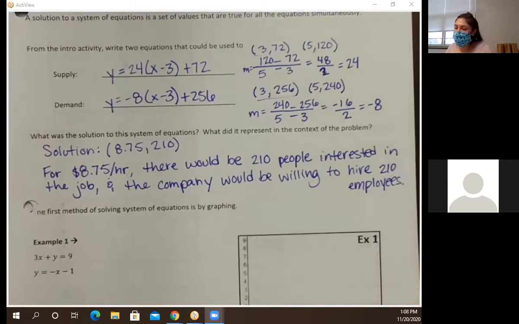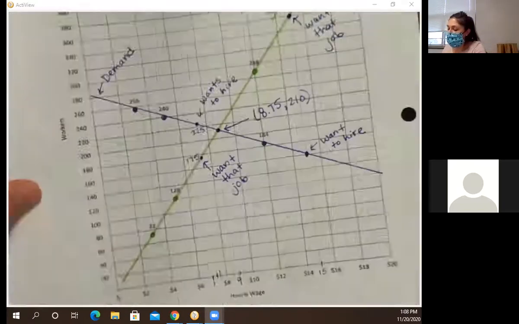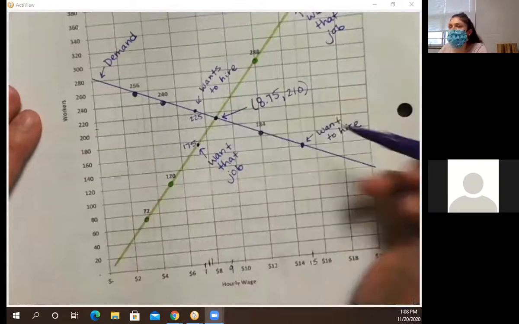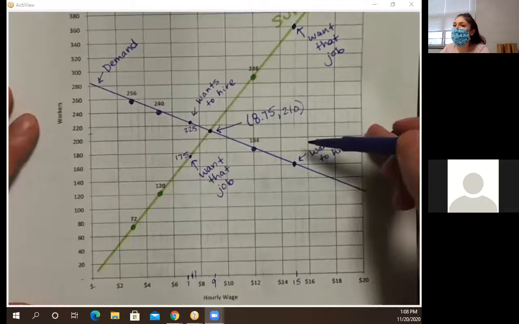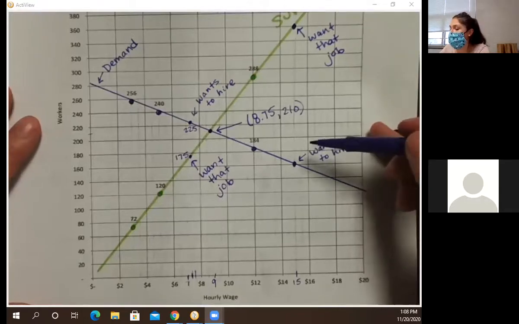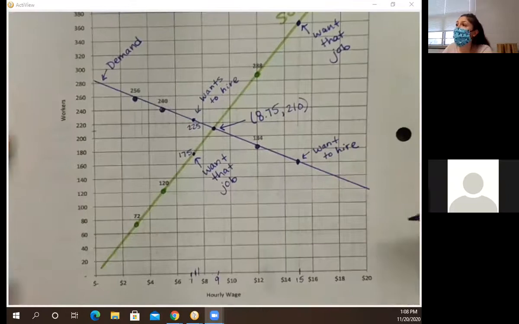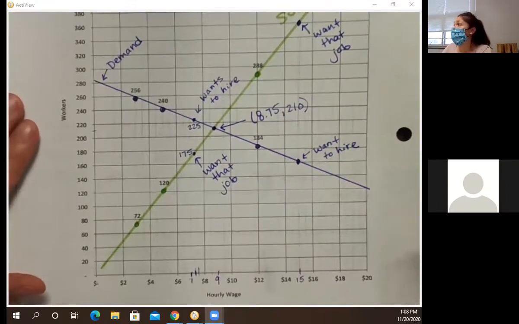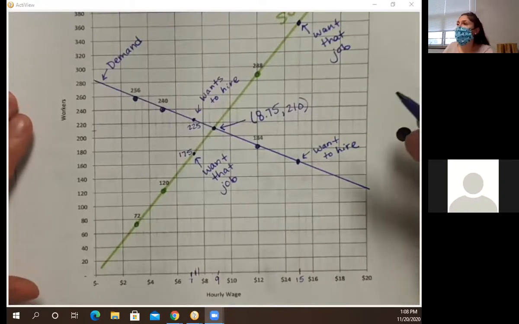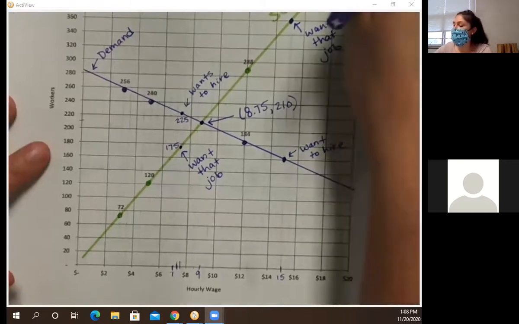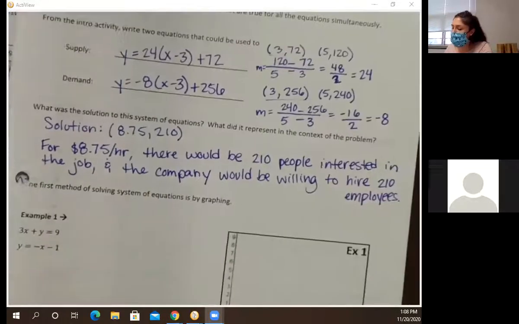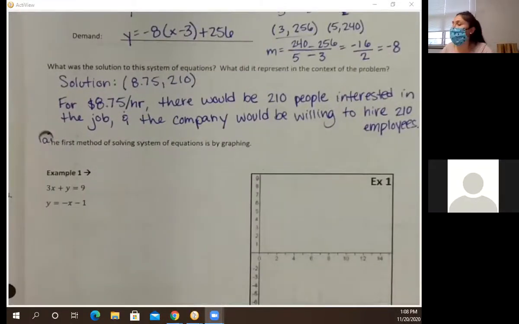Okay, so this strategy that we used, looking at an intersection point for two lines, is a method, I should say, to solve a system of equations called graphing. So this is using a graph to find a solution. We're going to look at several different methods to solve systems of equations. The one we're going to focus on today is graphing, but we'll also talk about some algebraic methods that we can use later. For now, we're going to focus on the graphing.